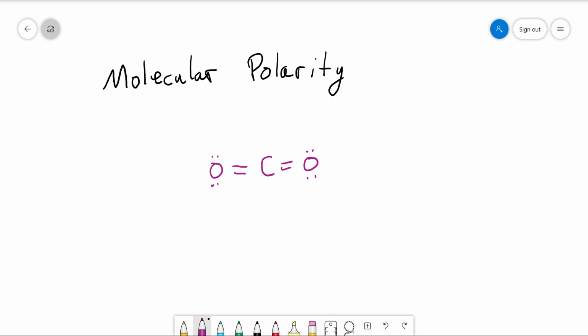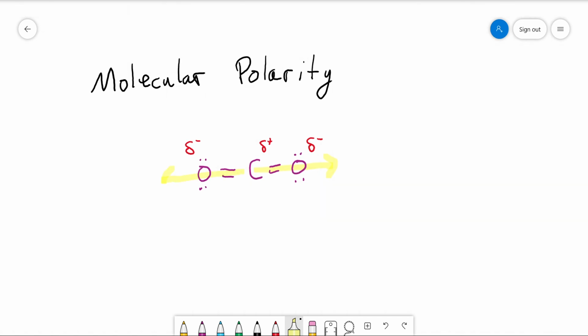Okay, and if we look at this molecule, we have what we call a dipole moment. In other words, we have a partial negative on this oxygen, partial positive on this carbon, partial negative on this oxygen. So what that ends up meaning is the electrons are being pulled in this direction, away from the carbon towards the oxygen, and that's simply because oxygen has a higher electronegativity. And then the same thing happens in this direction. So this becomes a tug of war where we're pulling the electrons away from the carbon towards one oxygen and towards the other oxygen.